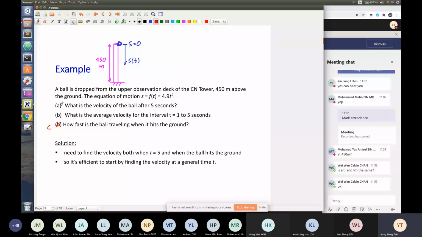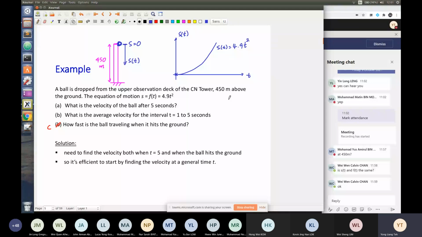But let me draw a graph of the displacement function here so that you can understand this better. This is S of t, this is t. It starts from 0: at t equals 0, S equals 0. It starts dropping, and you can see that it is 4.9 t squared. So clearly it has to be this way, a quadratic function. Therefore, S of t equals 4.9 t squared.